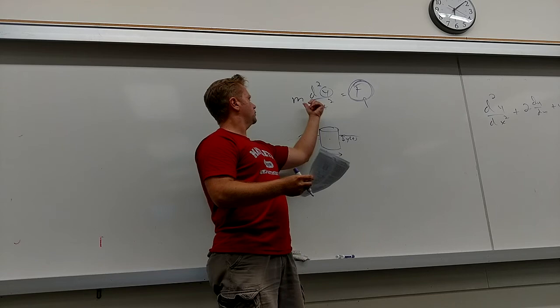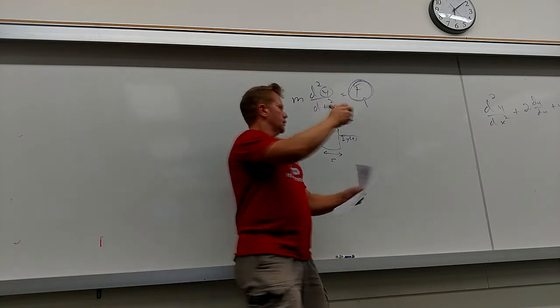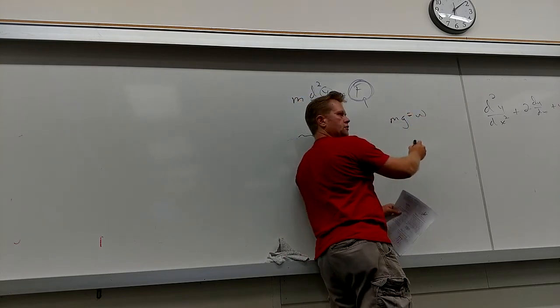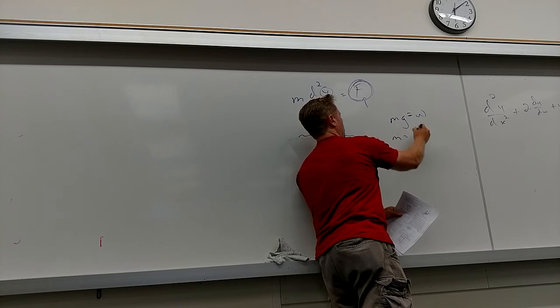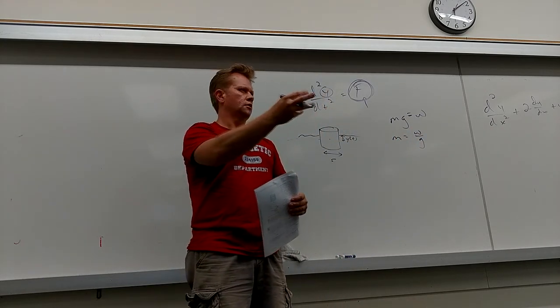And then who remembers, who knows? They don't tell you the mass, they tell you the weight. So I'll give you this, and they talk about this too in the write-up: mg is the weight. So you can replace m with weight divided by g. Where g is what? 9.81.